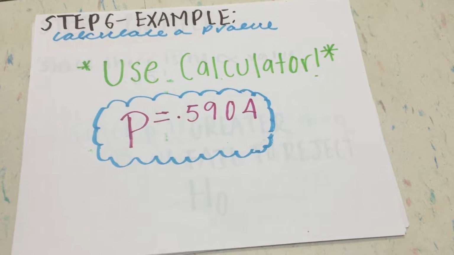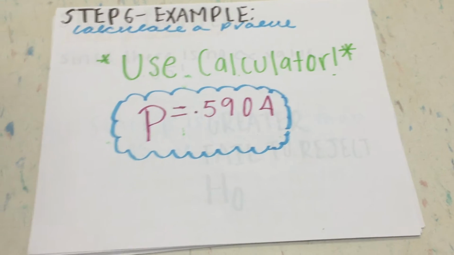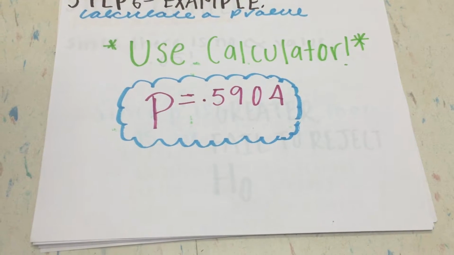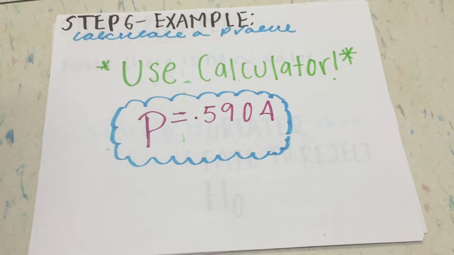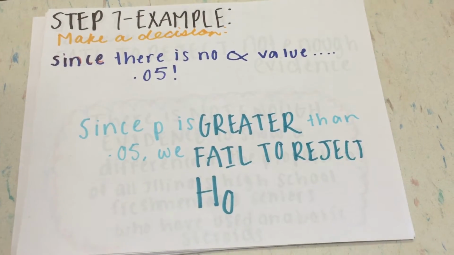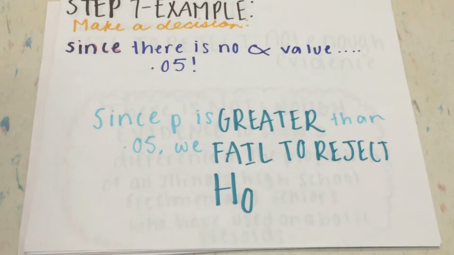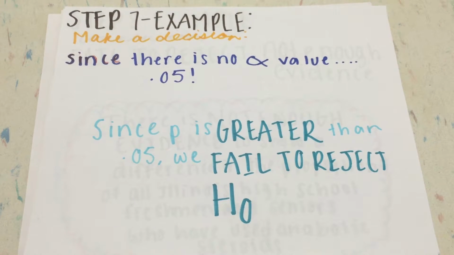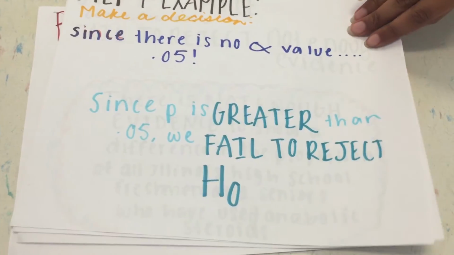After this, we find the p-value. This value is very important and what we make our decision off of. We use the calculator to find it, and here it means that there is a 0.5904 chance of the null you obtain data that's at least as extreme. Now we make a decision. Since there is no alpha value stated, we use 0.05 to decide whether to accept or reject our null. So we write on our paper, since p is greater than 0.05, we fail to reject H0.